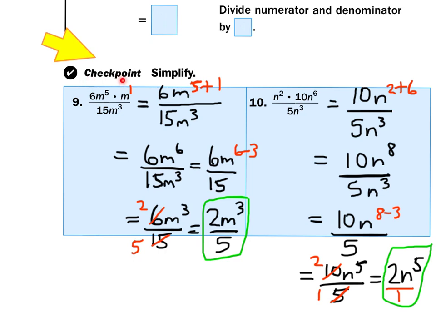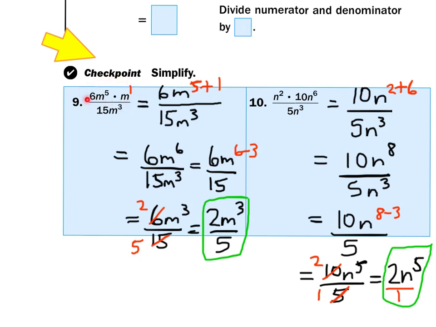Okay, so take a look at the checkpoint with me. All they're going to tell you to do is simplify, but you're going to have to use both of the tricks on these. So look at number 9, 6m to the 5th power times m. Remember, if you don't see that exponent, use your red and put the 1 there so you can see it. And now all of that is over 15m to the 3rd.